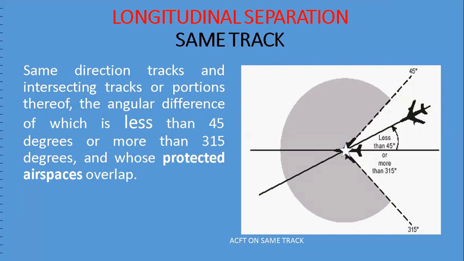Suppose the first aircraft is going in any direction. You find out the track of the first aircraft, subtract 45 degrees and add 45 degrees on both sides. That will become the same track aircraft range.